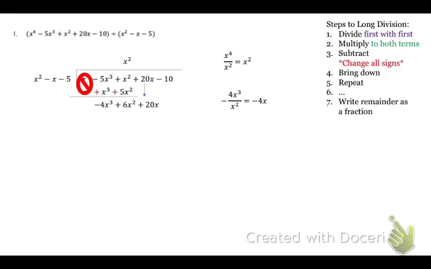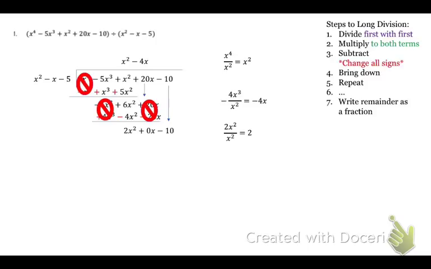And now we're going to divide again, first with first. So negative 4x cubed divided by x squared is negative 4x. Multiply. You get negative 4x cubed plus 4x squared plus 20x. Subtract. Change those signs. Those 4x's cancel. The 20x's cancel. And 6x squared minus 4x squared is 2x squared. And then plus 0x because we have to put something in right there. We're going to bring down that last term, that negative 10.